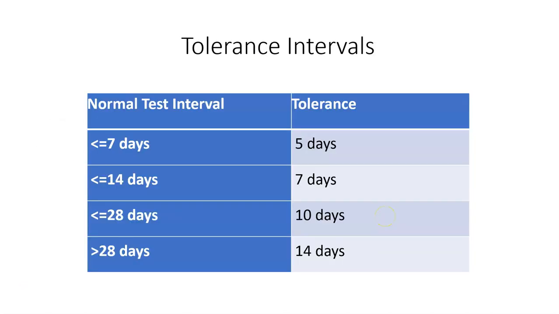But let's start by considering what we call a tolerance interval. A tolerance interval is an interval which we apply either side of the due date for the test results. And what that does is create a window of acceptability. Test results received at any point within that window are valid. If they're received before that window, they're really a little too early.